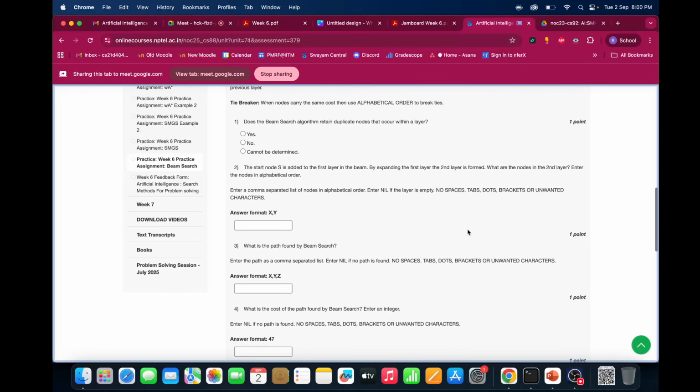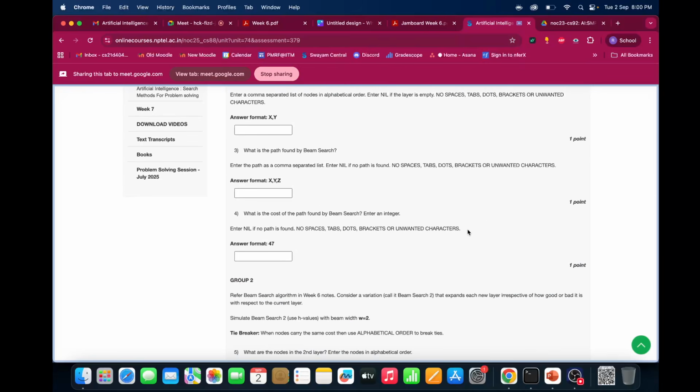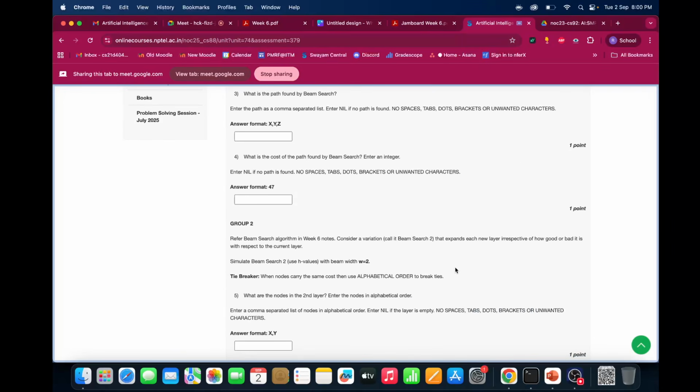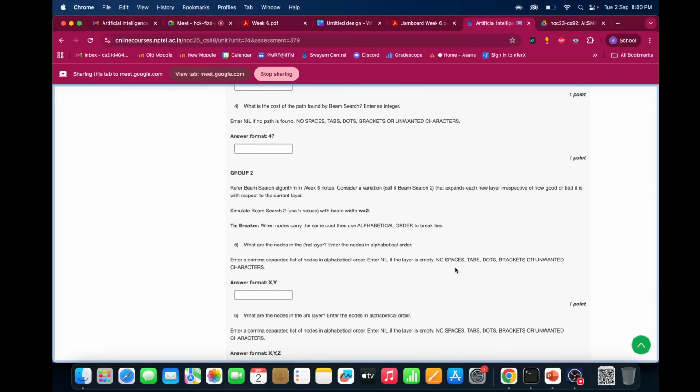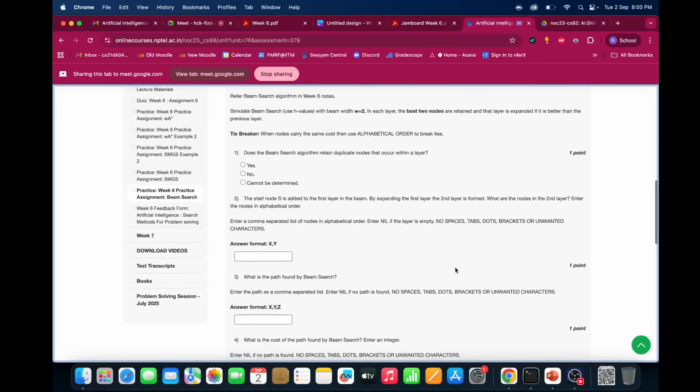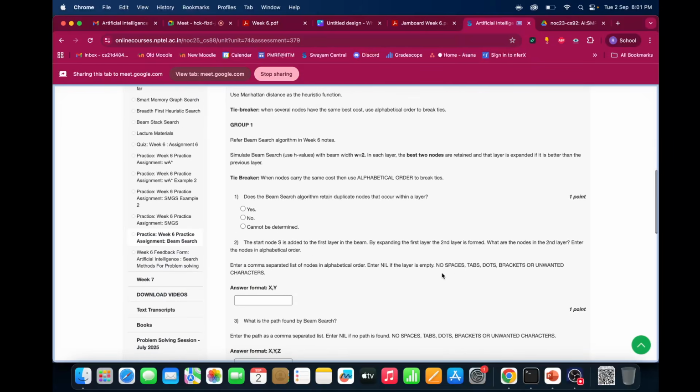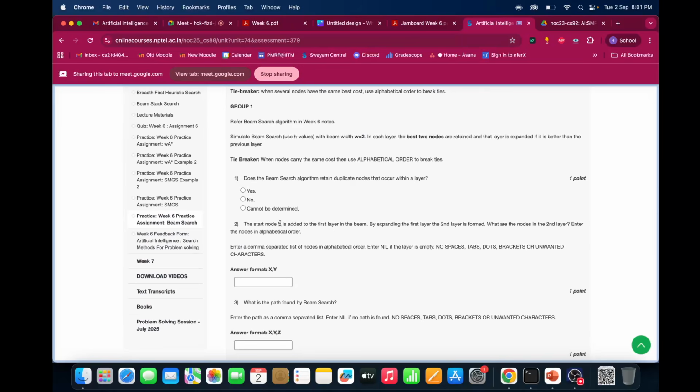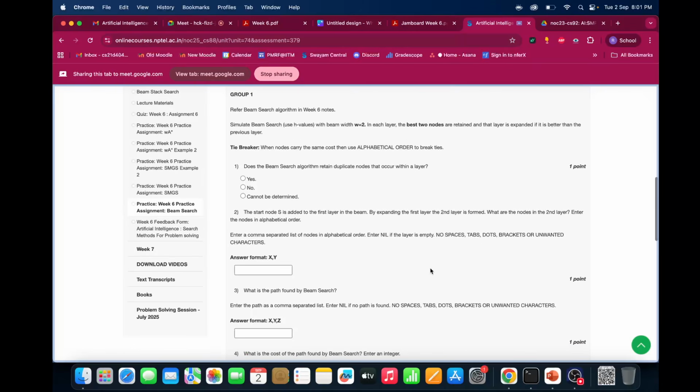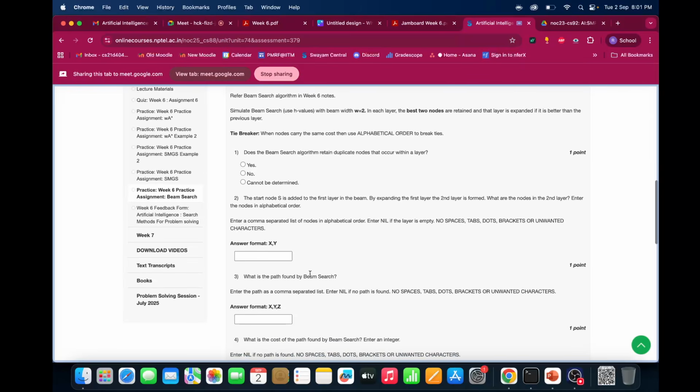Manhattan. Here they have not expanded this. They have mentioned the first layer and the second layer, and they have asked for nodes in the second layer in question number 2, right? The start node is added in the first layer. By expanding the first layer, the second layer is formed. What are the nodes in the second layer? Okay. Yeah. And then they have asked what is the path found by the beam search. Okay. So I think questions 3 and 2 are independent of each other probably.